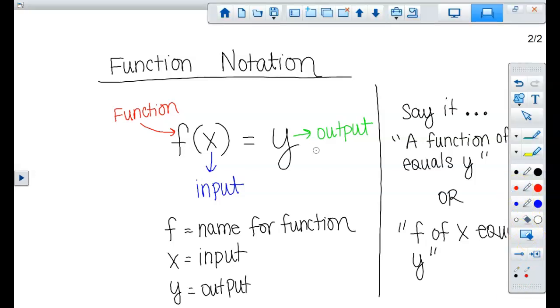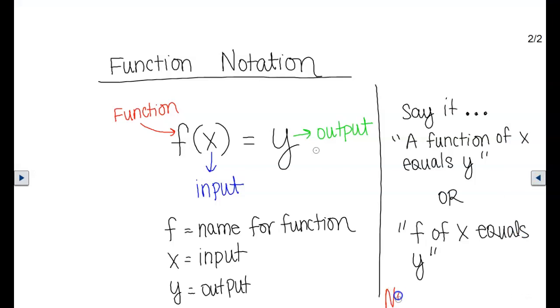Now what I do want to point out here, because this is a common mistake, is that this is not f times x equals y. So when you see the f and the parentheses and the x, a lot of people mistake that for multiplication. It is not. This is not f times x. That is f of x is equal to y.